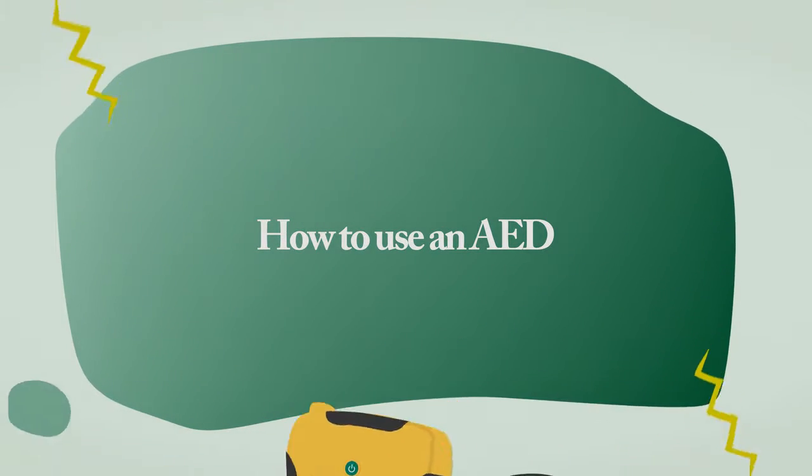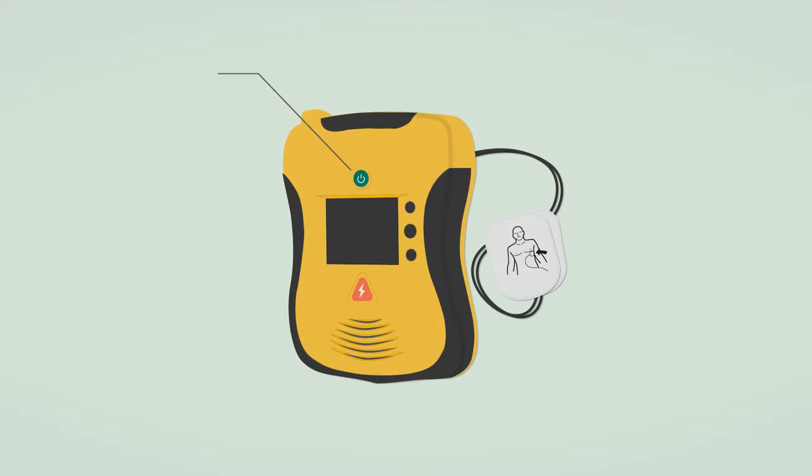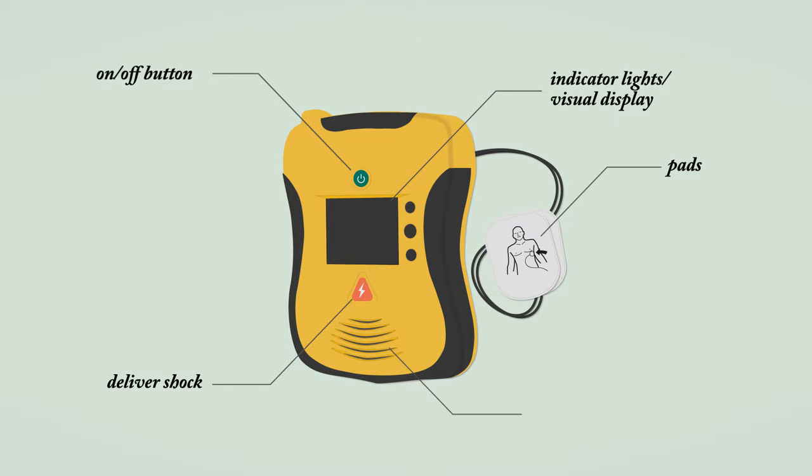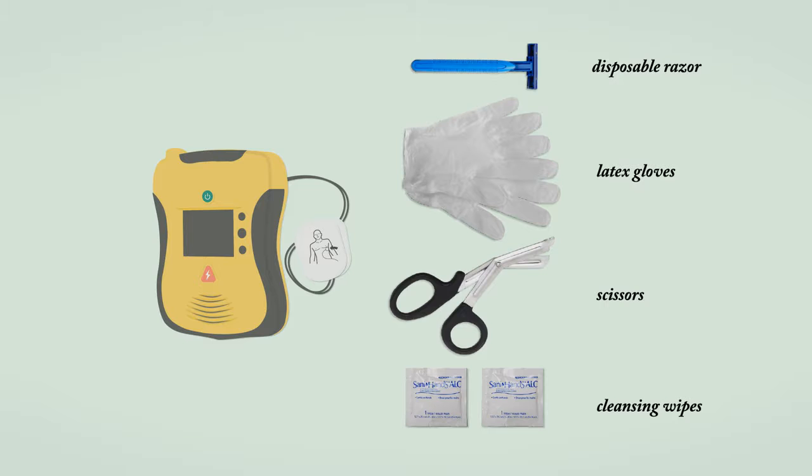Each model of AED looks slightly different, but they all have the same basic elements, such as a speaker, electrode pads and a shock button. Some AEDs also include a disposable razor and latex gloves. Surprised? Well, we'll tell you what they're for.